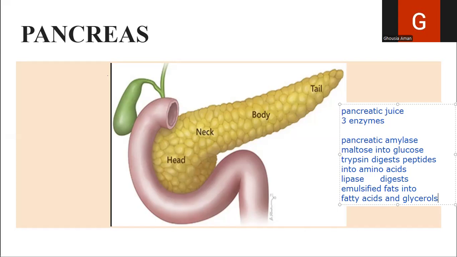So if you combine fatty acids and glycerol, it will become a molecule of fat. If you break down a molecule of fat, it will be transformed into fatty acids and glycerol. So the emulsified fats are digested into fatty acids and glycerol, and the digestion is complete in our duodenum.